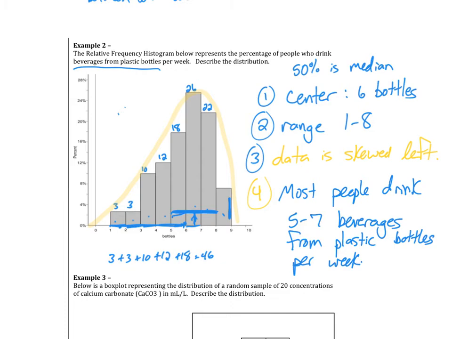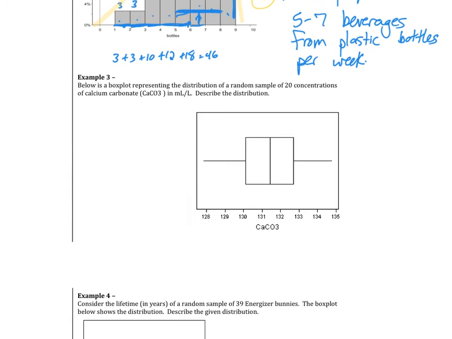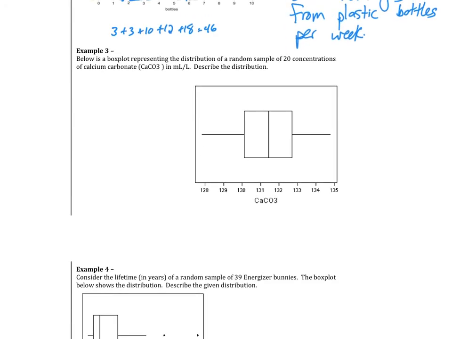All right, and then we got one more problem with a box plot. Oops, actually 2 more. I was wrong. So in example 3, it says below is a box plot representing the distribution of a random sample of 20 concentrations of calcium carbonate in milliliters per liter. Describe the distribution.